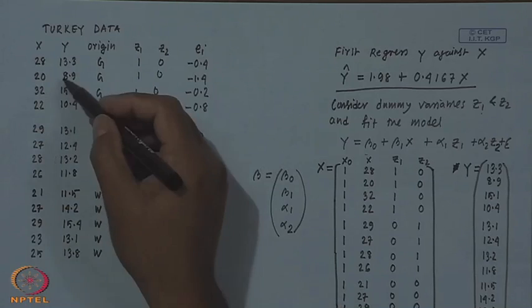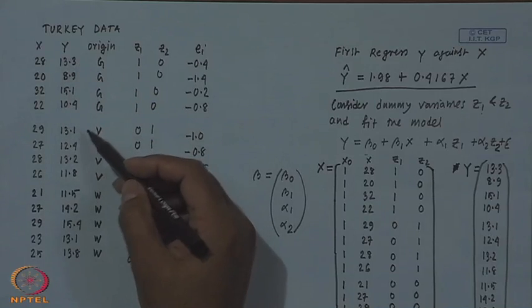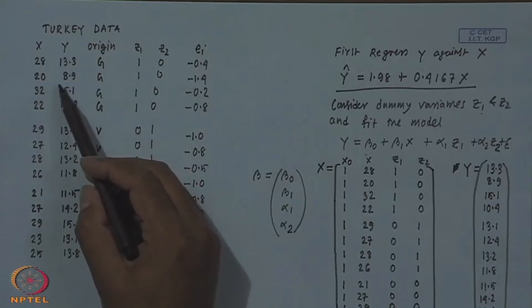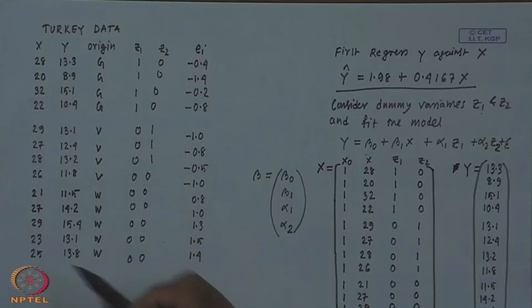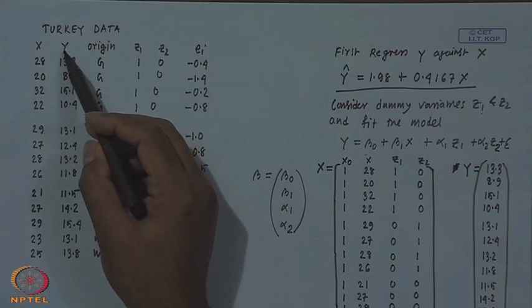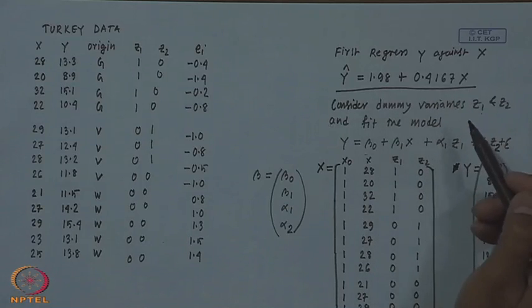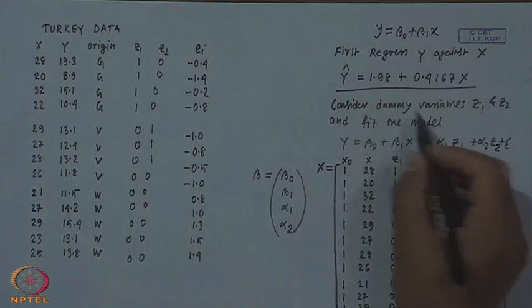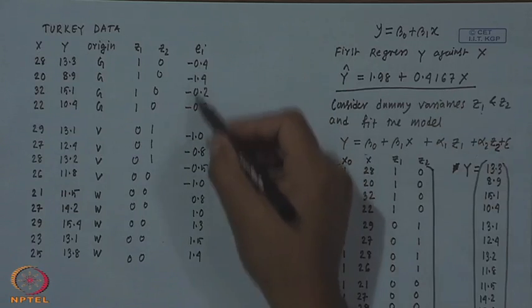Now here the response variable is the weight of Tarki in pounds. So the question is whether we can fit a simple straight line model between x and y, when we have three sets of data. First you start with a simple linear regression model between x and y, and you fit a model. You know how to fit this model: we are fitting y equal to beta naught plus beta 1 x. Once you have the fitted model, you can find the residuals.